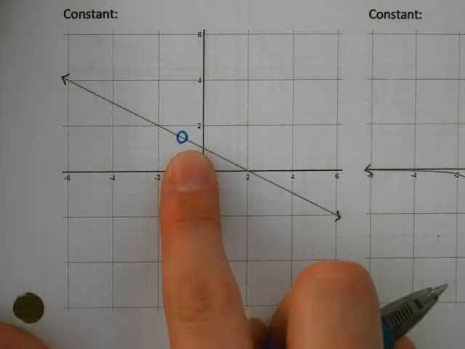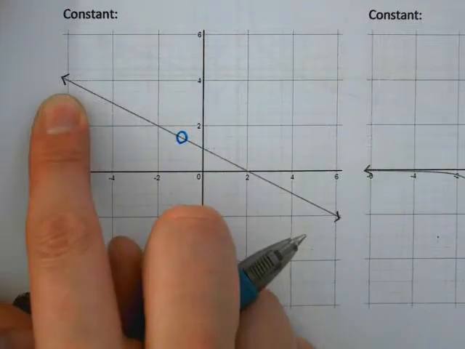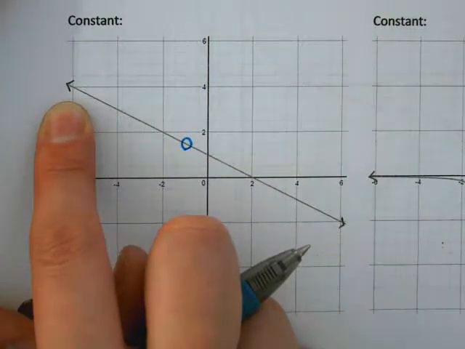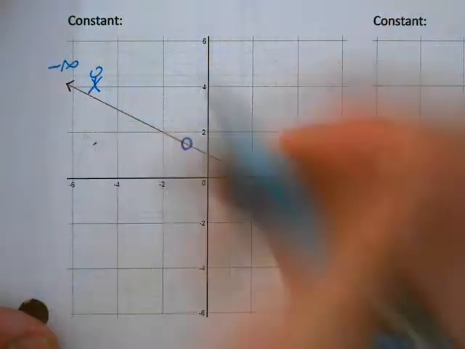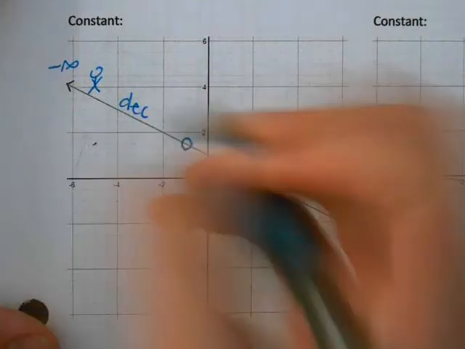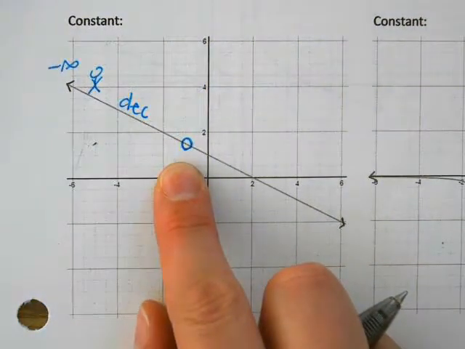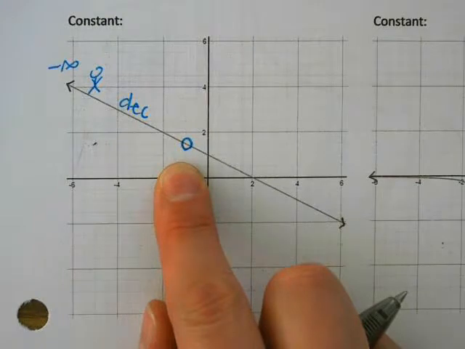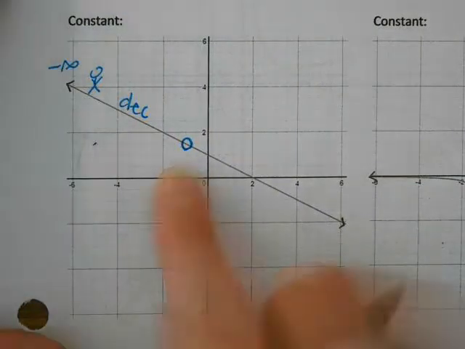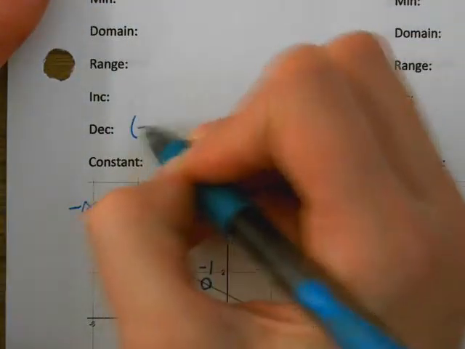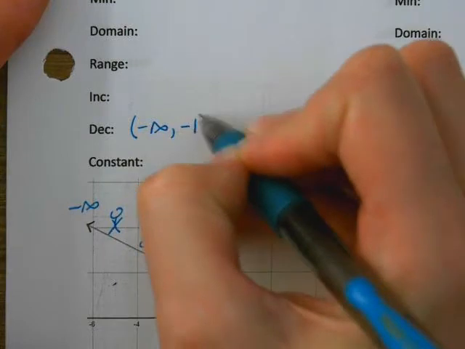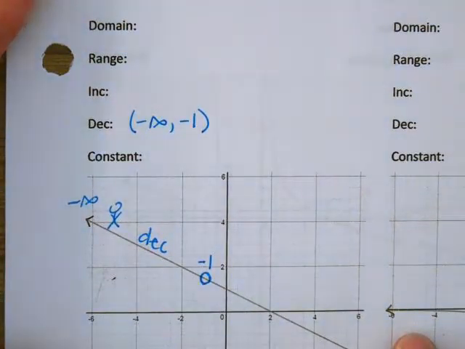So if you look at this, what is the x value over here at this left arrow? Negative infinity. And if we look at our little stick figure, he is walking down, so he's decreasing. And he walks down until he hits the hole, and then he falls through the hole and dies. So what is our first set of parentheses for decreasing? Okay, so there's our first section.